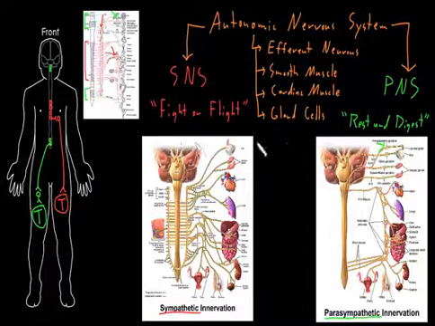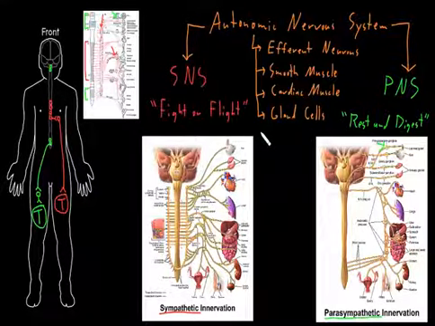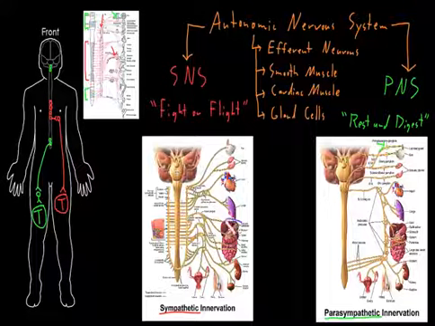So let's take a few examples of a few tissues where these different responses happen to get a feel for what this means. So first, let's look down here at the gastrointestinal system, the intestines or the gut.